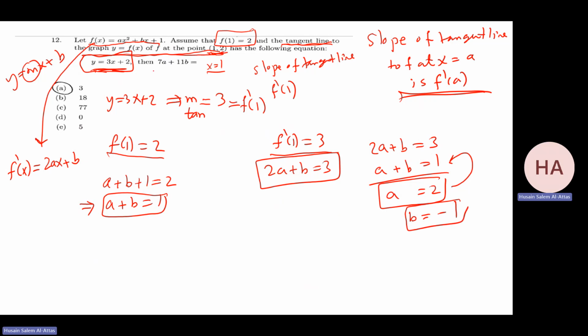But what they want is this funny thing, 7a plus 11b. So you have 7 times 2 plus 11 times minus 1, which is 14 minus 11, which is 3. So this is my answer.